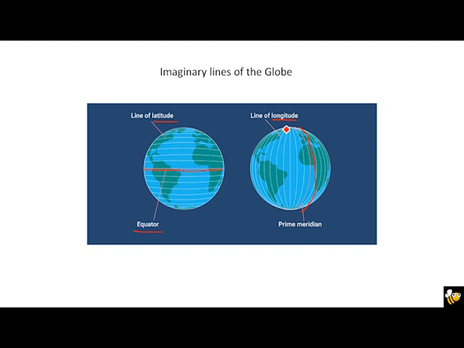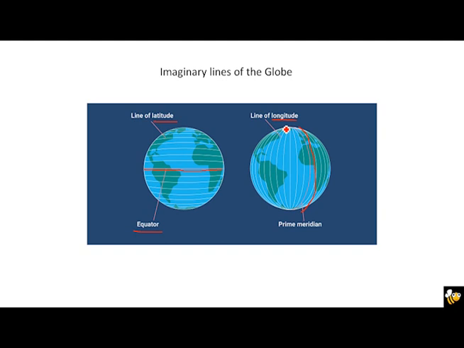First of all, unlike the parallels of latitude, all meridians are of equal length. So it was difficult to number the meridians. Due to this, they decided that we have to start the count from some place.